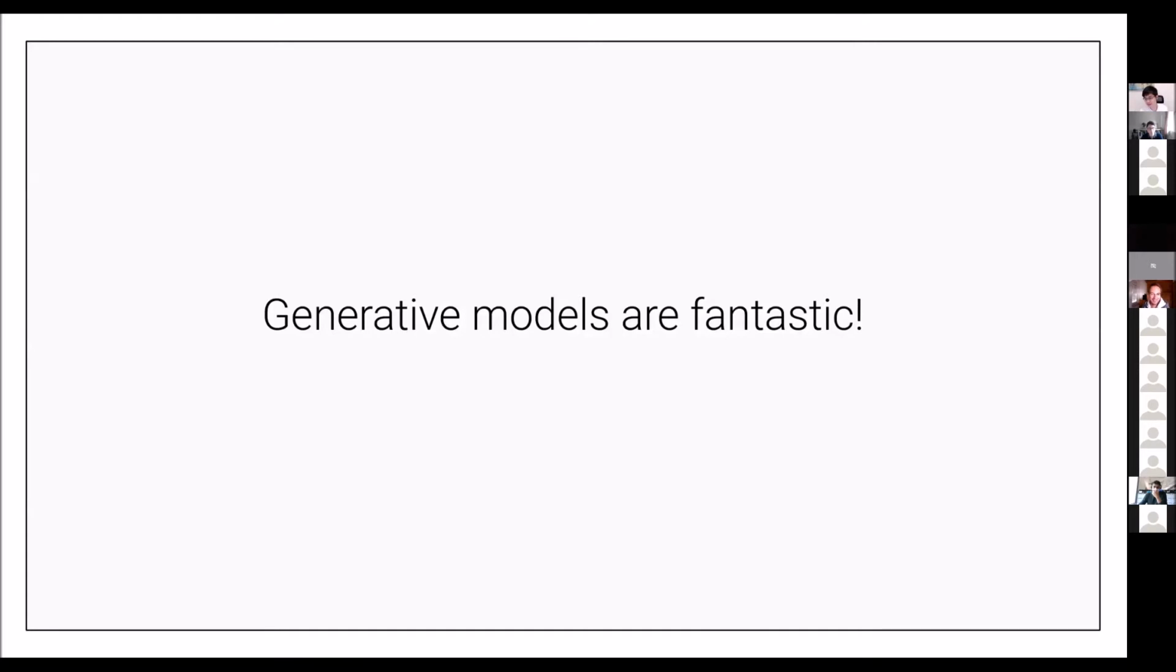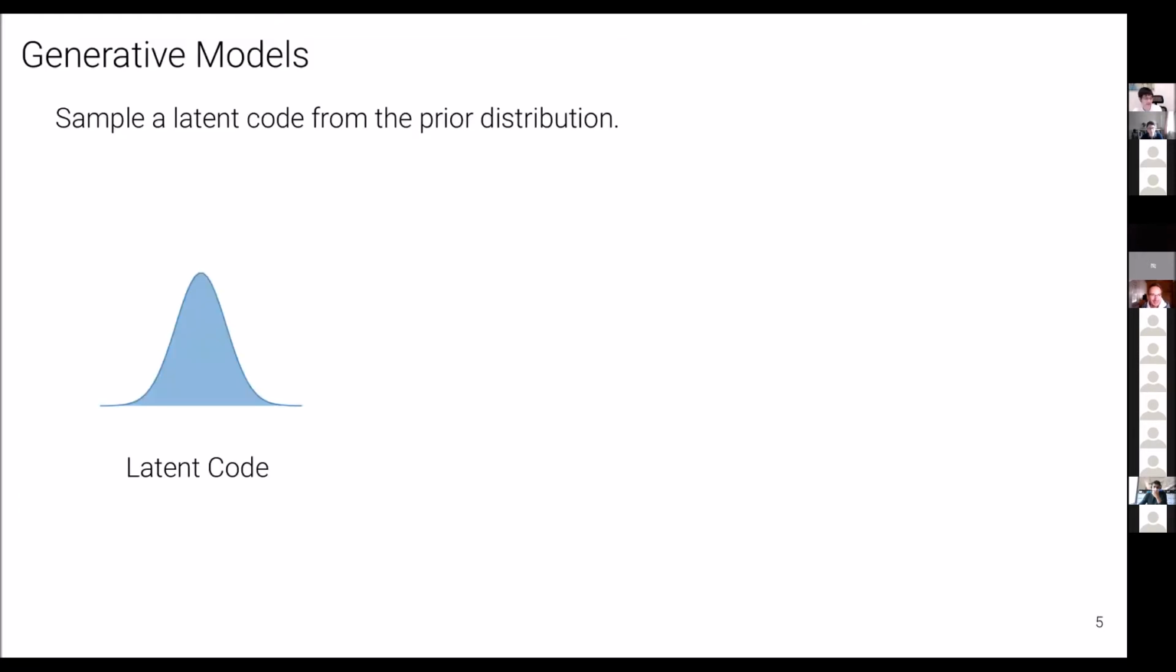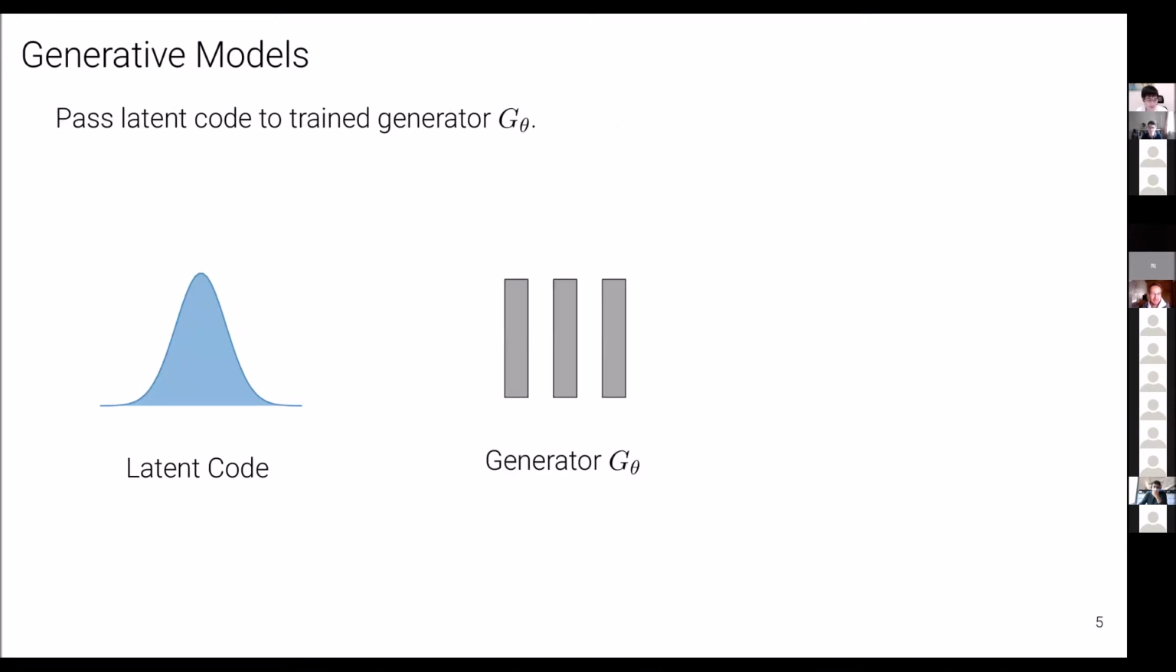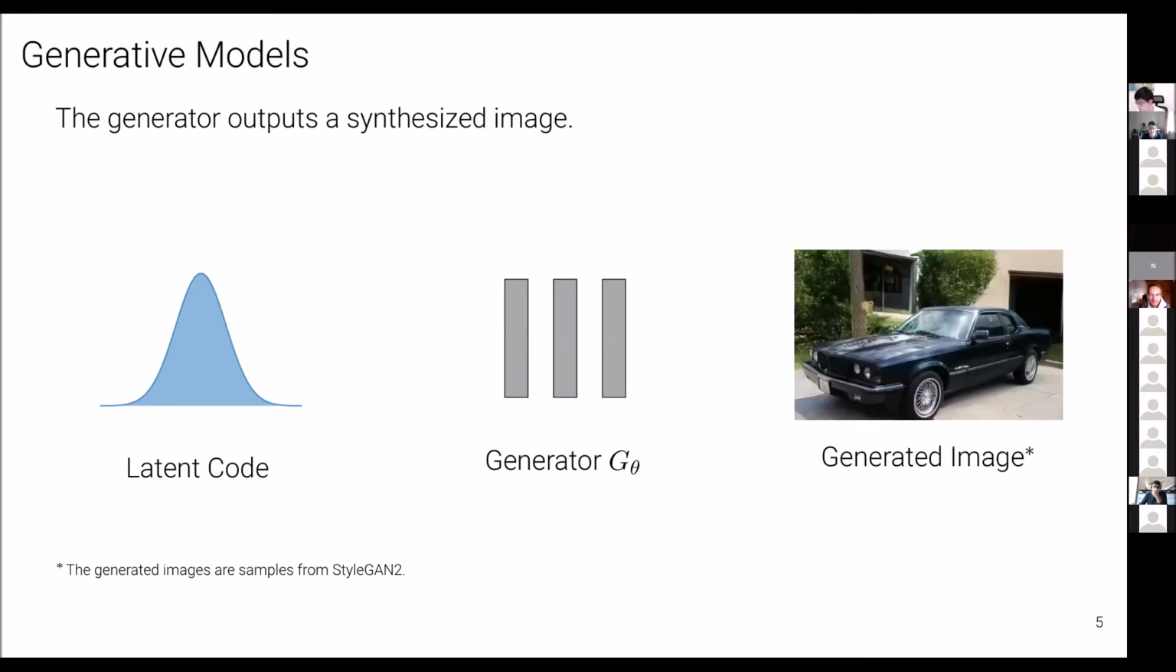Let's get started. As we all know, generative models are fantastic. So how do they work? In a nutshell, we sample a latent code from the prior distribution. And then we have a nonlinear function, a generator G with some parameters theta, a neural network that takes that normally distributed latent code and generates a more complex distribution, in this case an image distribution.